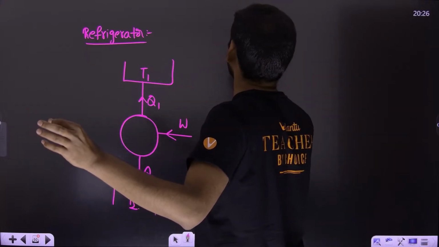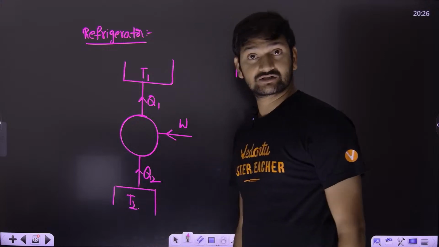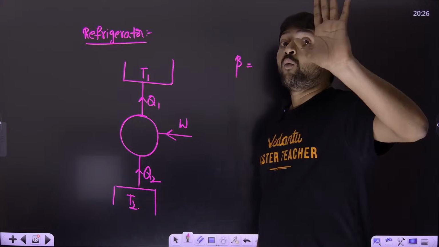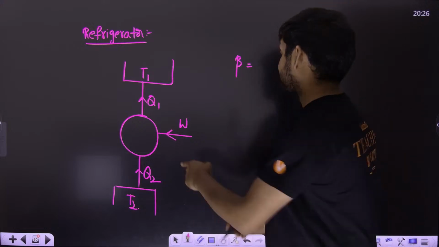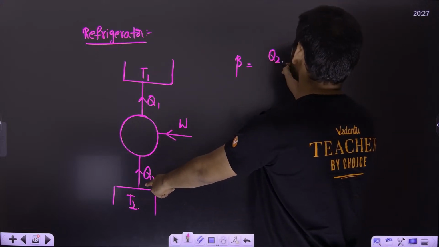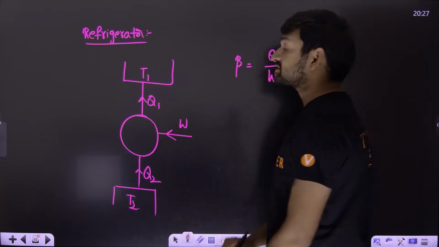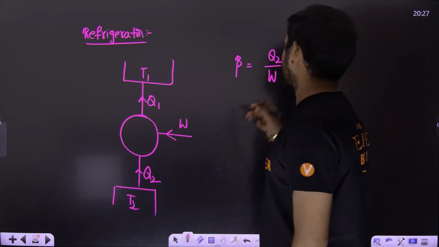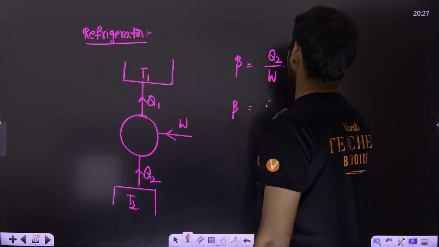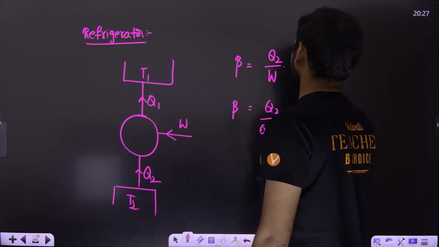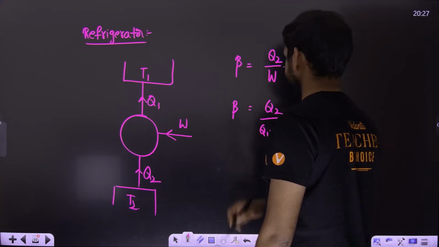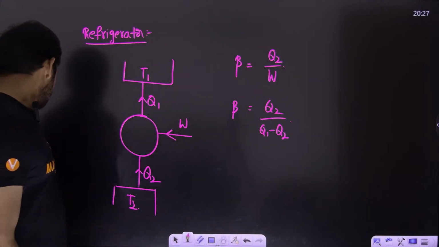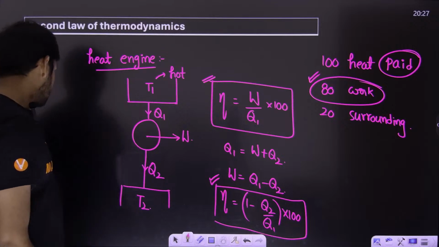So here we talk in terms of coefficient of performance. Always keep in mind whether it is coefficient of performance or efficiency, what we got by what we supplied. We are getting Q2 drawn out for what we have supplied, W, right? So W is going to be what? W is going to be Q1 minus Q2. So this is coefficient of performance. So now you understood heat engine. Now you understood refrigerator, right?